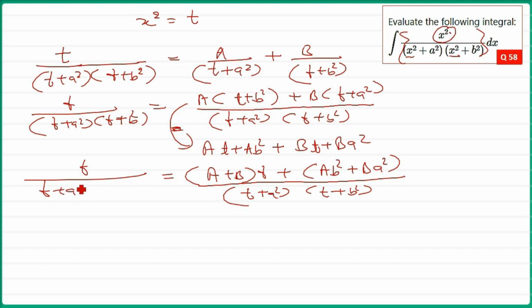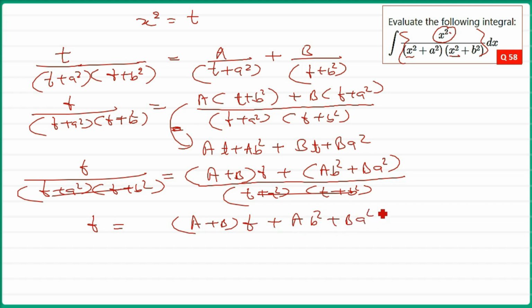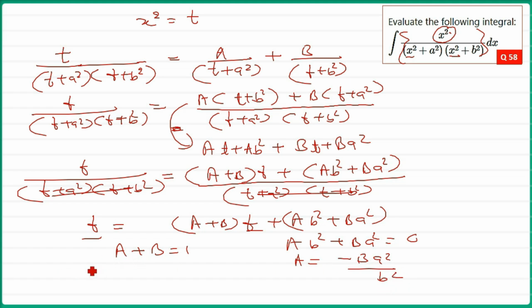This will be t divided by t plus a square and t plus b square. Cancel these two terms. t will be equal to a plus b into t plus ab square plus ba square. You don't have to multiply, actually you just equate. On the left, the only term is t, so a plus b equals 1 and there is no constant term, so ab square plus ba square will be equal to 0. You can write a as negative b a square by b square. Now b plus a is negative b a square by b square, this equals 1. Now if you take b outside, b into 1 minus a square by b square equals 1.